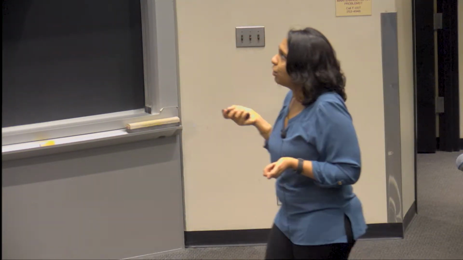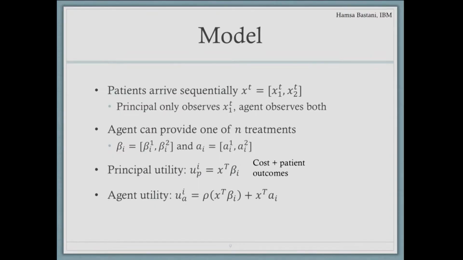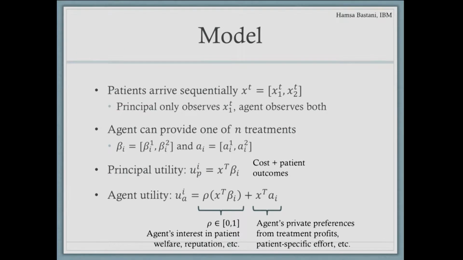Then the agent's utility, we're going to say, is rho times X transpose beta_i plus X transpose A_i, which is the other vector. The first term captures how much the physician cares about the principal's utility. The doctor might care about Medicare's utility indirectly because they care about the patient's welfare. They also care about their own reputation, so word can get out, and they might just generally be altruistic. But the second term captures their private preferences about the treatment profits, which we don't know.